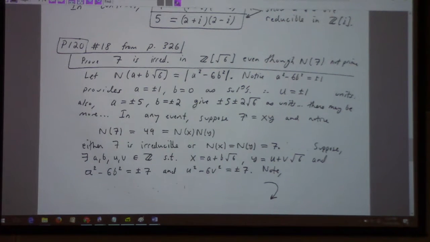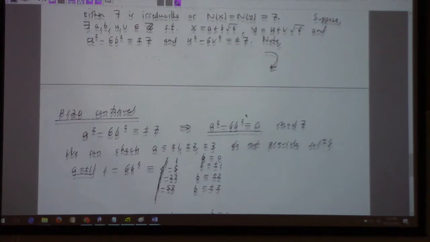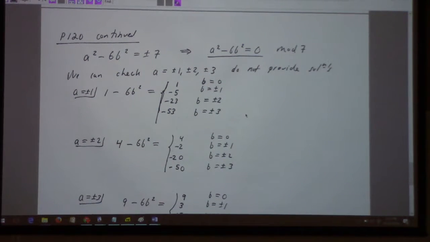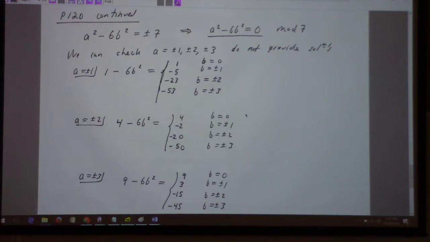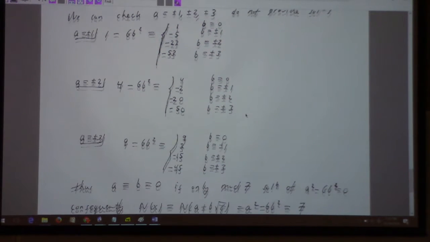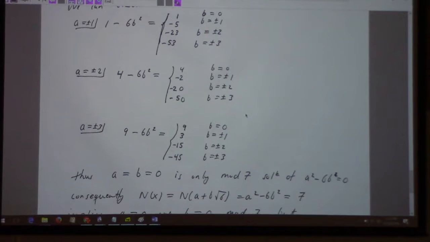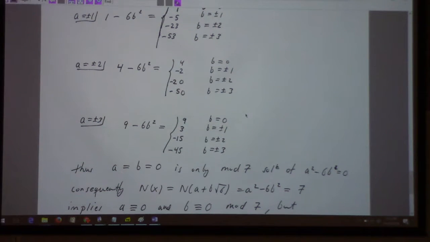So mod 7, you can check there are, and here's the check, I actually checked it here, check it out. 1 or 4 or 9. Here's the cases, as you can see, only 0 works. So I actually wrote out the details this time. So A equals B equals 0 is the only mod 7 solution.